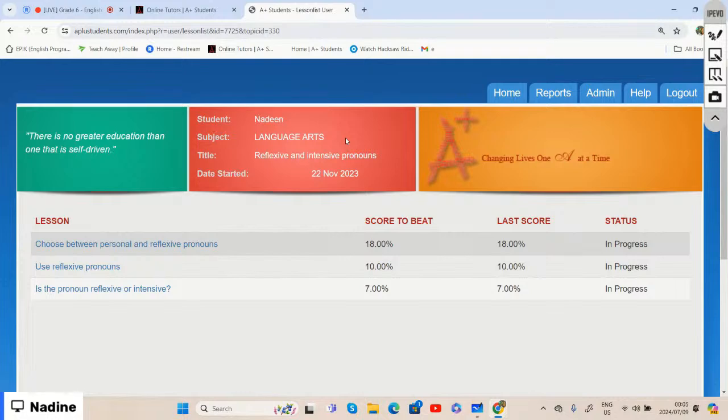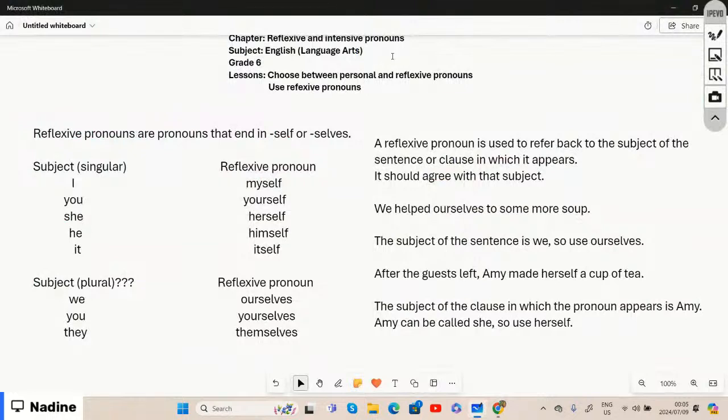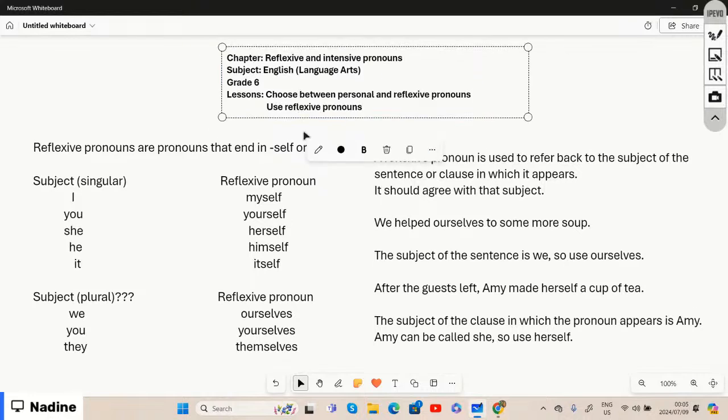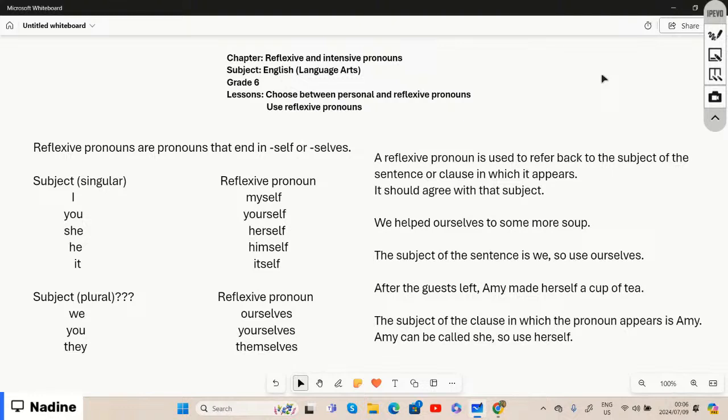All right. So our chapter is reflexive and intensive pronouns. Our subject is English Language Arts, grade 6. And the lessons that we are going to be focusing on under the chapter of reflexive and intensive pronouns are to choose between personal and reflexive pronouns and to use reflexive pronouns. So that is going to be our chapter as well as our lessons for today.